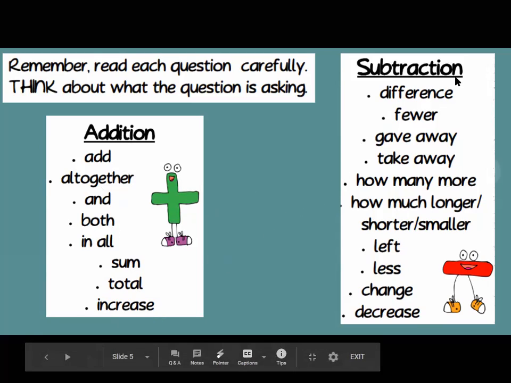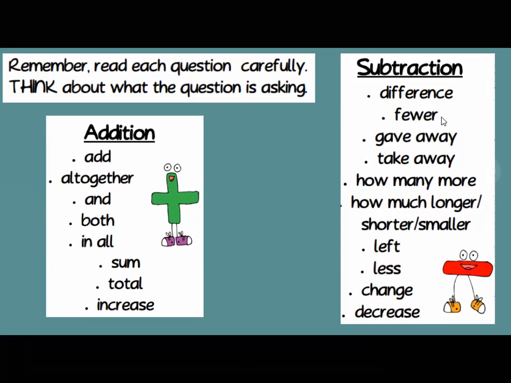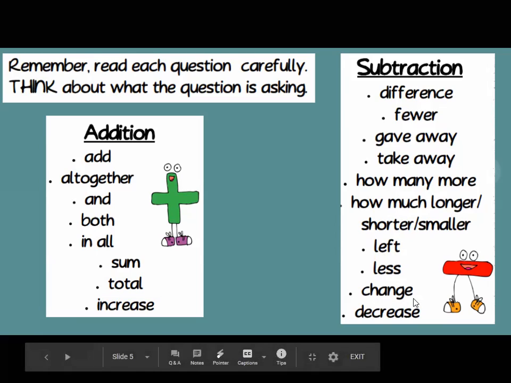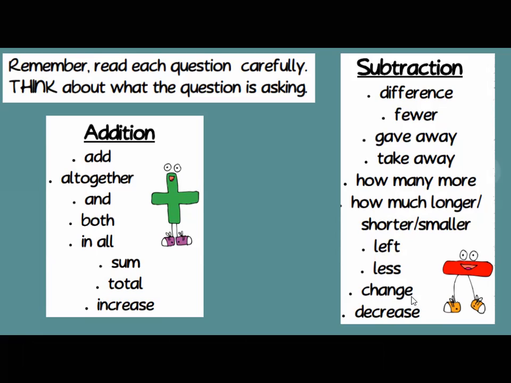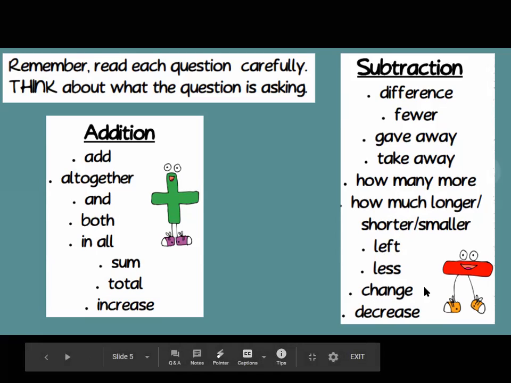And then our clue words for subtraction: if we're finding the difference, because that is the answer to a subtraction problem. If we're talking about how many fewer, if somebody gave away something, or if they're taking away something, that means they're removing, and so we're going to come up with a smaller answer. How many more, how much longer, how much shorter, how much smaller. If we're trying to figure out how much is left, like we were trying to do in the pie question. Less, change, anytime we're trying to find out how much change someone has left, if it's a money problem, we have to subtract. And then if we decrease, so anytime we are decreasing, we are subtracting.